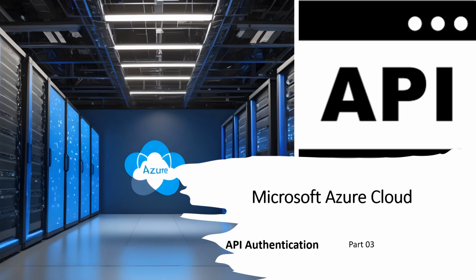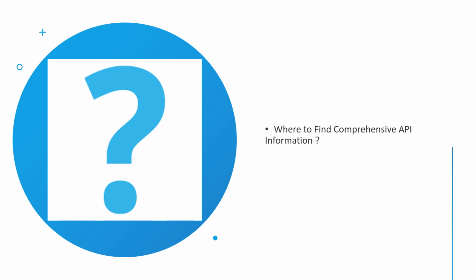These open APIs are instrumental for the developer community, encouraging experimentation and boosting the adoption of the API. Despite their open nature, they often impose rate limits or user quotas to prevent misuse and ensure access to resources for all users. You must be wondering, we are talking about APIs, but where do we find comprehensive API information?